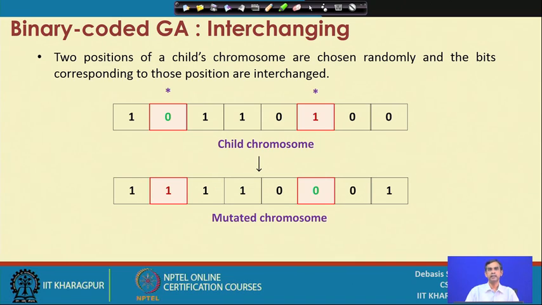It is called interchanging. In this case, two bit positions are to be selected at random. For example, this is the child chromosome, and these two bits are selected at random from the entire chromosome. Interchanging means this bit, if it is 0, will be changed to 1, and if it is 1, it will be 0. It is just like flipping, but in flipping there is tossing required, whereas here we do not have to do any tossing; we only have to select two bit positions at random.